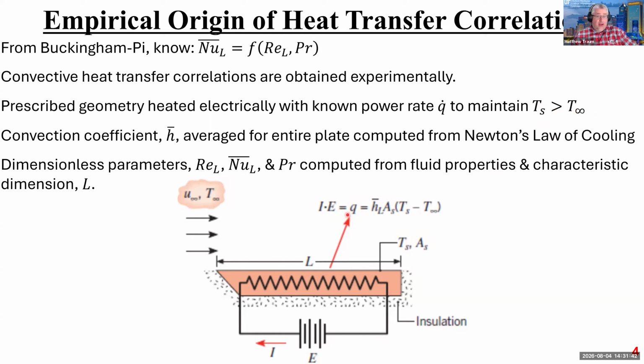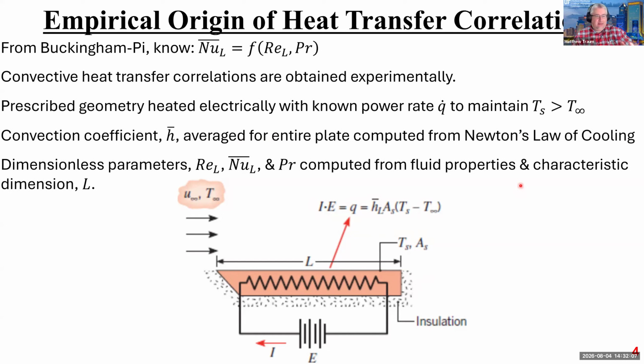So you end up with Newton's law of cooling. Here it is, right? So you know Q, you know A, you know Ts and T infinity. The only thing you don't know is the convection coefficient. So you can solve this one equation, one unknown for the convection coefficient. That is the average convection coefficient over the entire surface of the plate. And that is the value of import for your correlation.